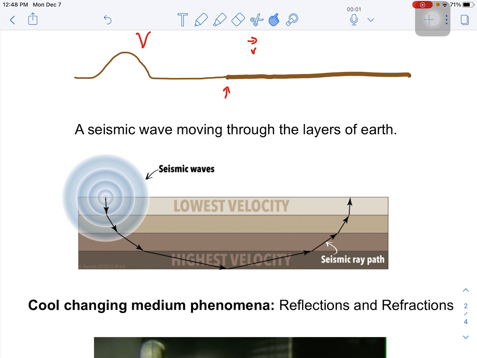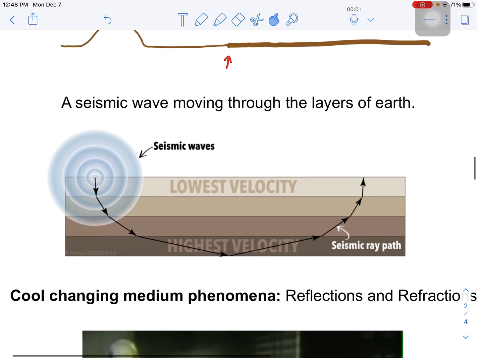A seismic wave moving through layers of the earth. Seismic, that's an earthquake wave. So what happens when this seismic wave goes from different sedimentary layers to maybe a denser sedimentary layer? It increases the speed. The earthquake starts to go faster because of the difference in medium. Also notice with these arrows, the earthquake wave also bends. That's another thing. Whenever you have a changing medium, you have something called refraction.